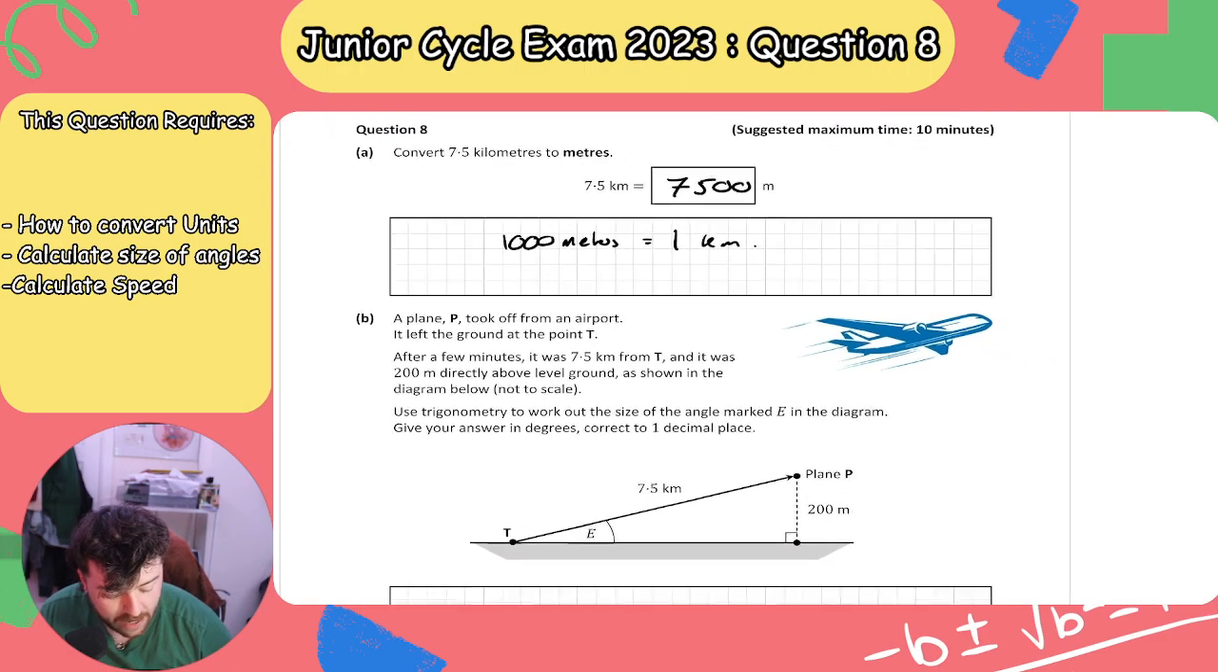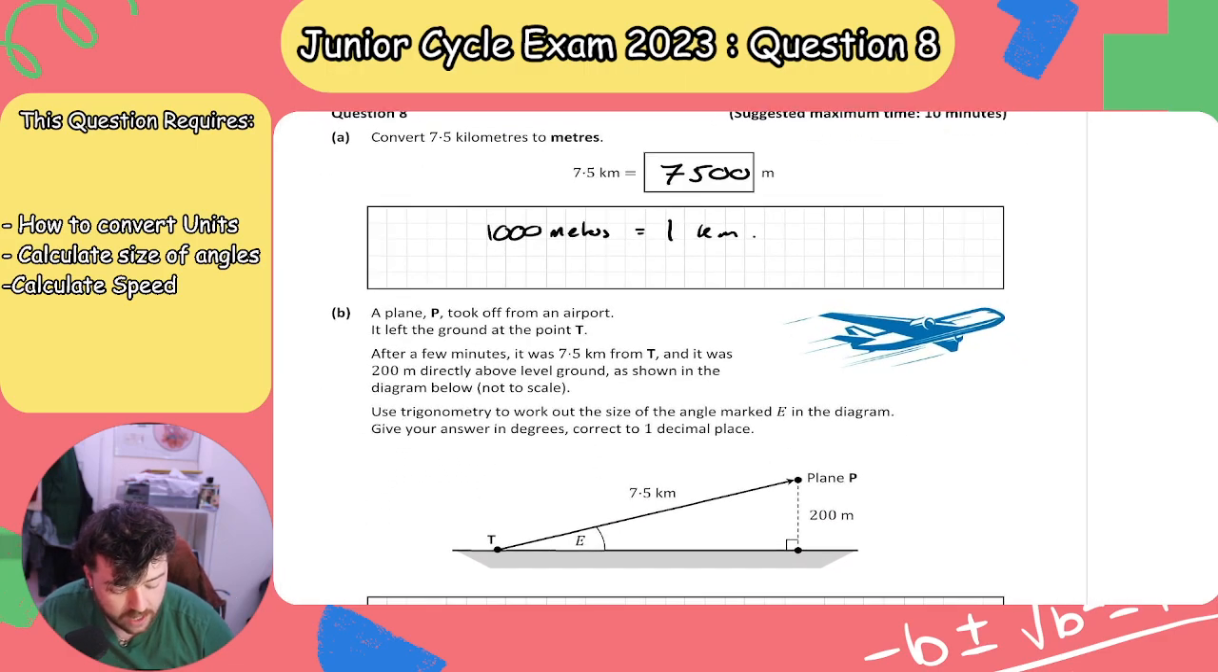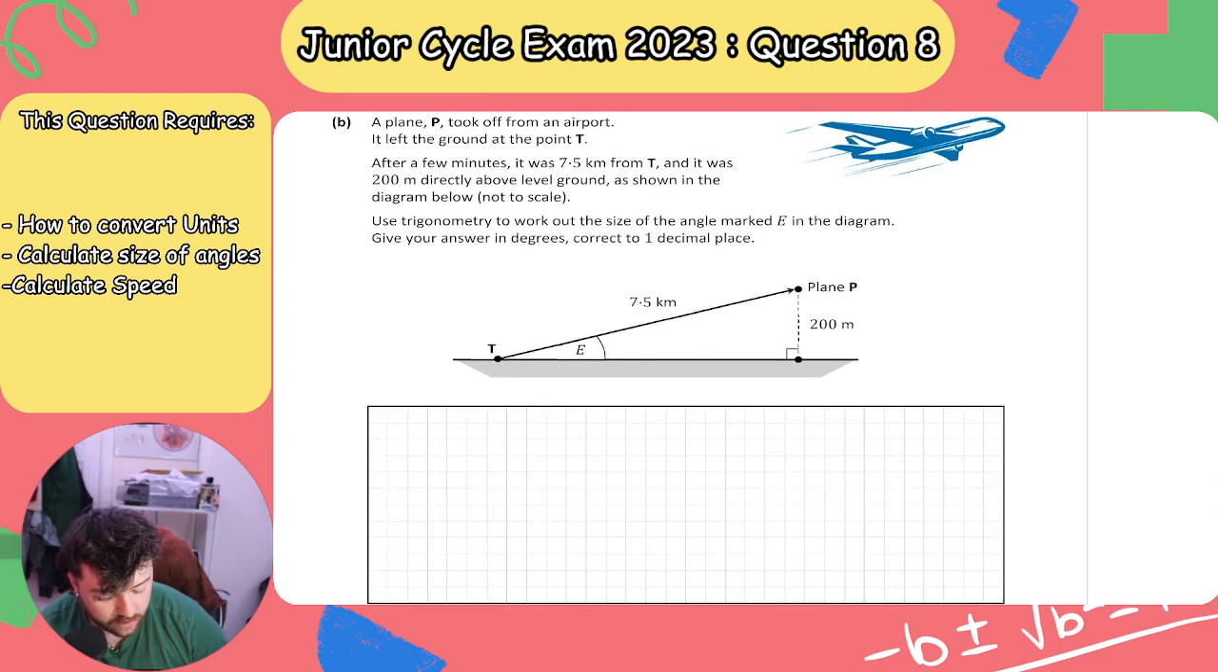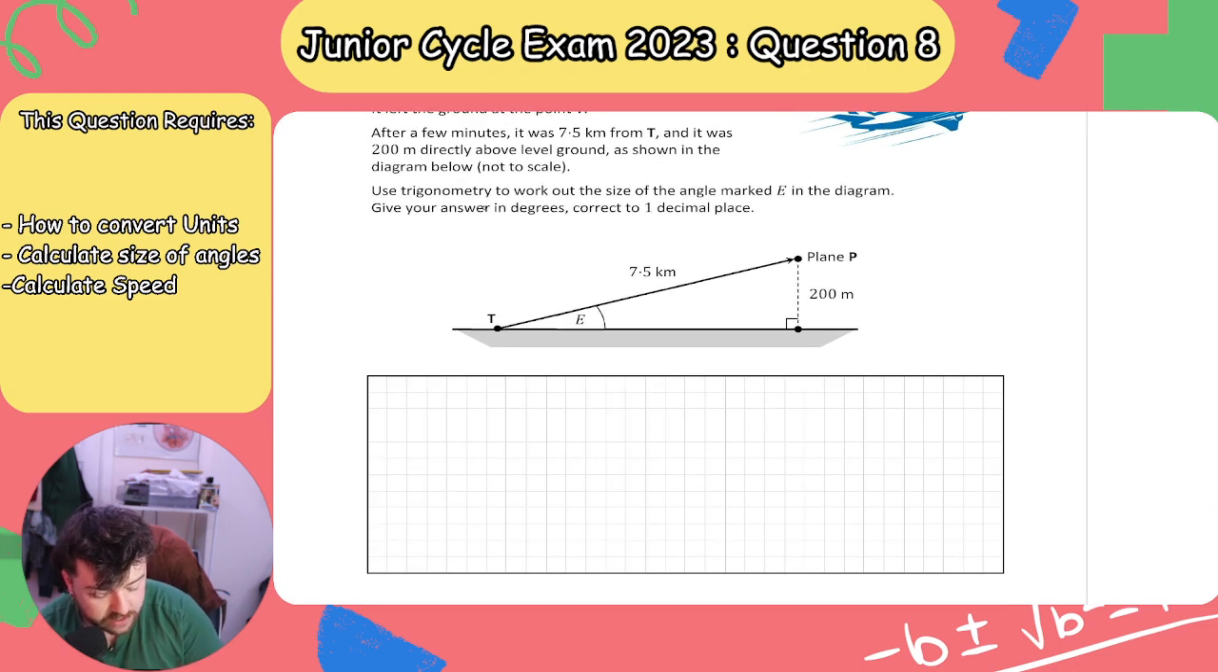Right. A plane P took off from the airport. It left the ground at the point T. After a few minutes, it was 7.5 kilometers from T, and it was 200 meters directly above level ground, as shown in the diagram below. Use trigonometry to work out the size of the angle. Give your answer in degrees, correct to one decimal place.